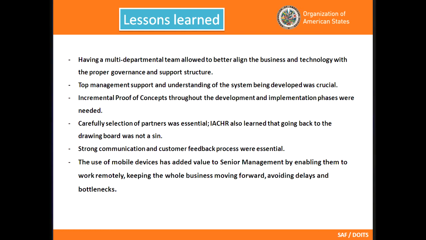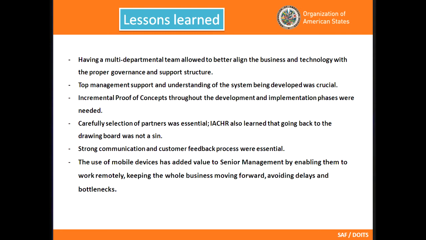The fourth thing is the careful selection of the partners. We started on the wrong foot. We missed that. So the first approach that we had was working with a business partner. It didn't work through. So we decided in the middle of the project to recreate the project and do it on our own. Hopefully, this is not always the case, but it was our case. Strong communication with the customer was key.